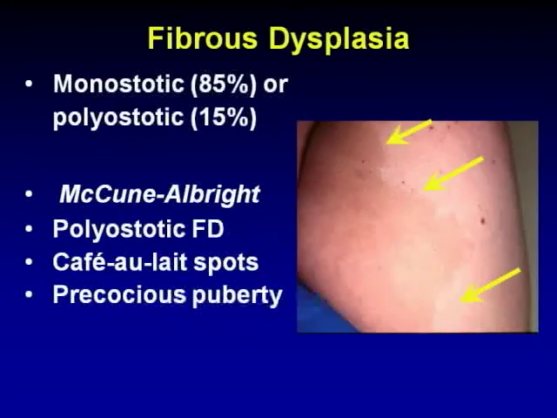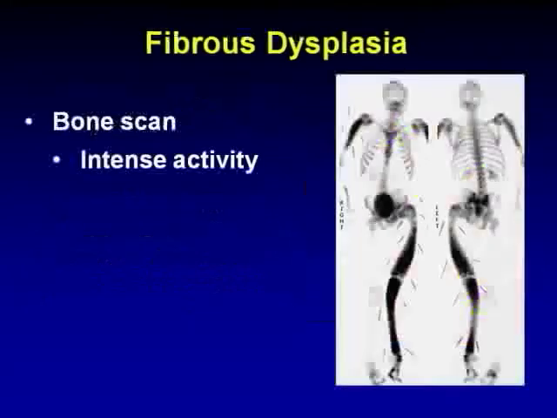Of course, fibrous dysplasia may affect one bone or multiple bones. McCune-Albright is the syndrome in which we see polyostotic fibrous dysplasia associated with café au lait spots, like we see here, and precocious puberty. Here, polyostotic fibrous dysplasia on bone scan, you can see the intense activity as well as the bony deformities.